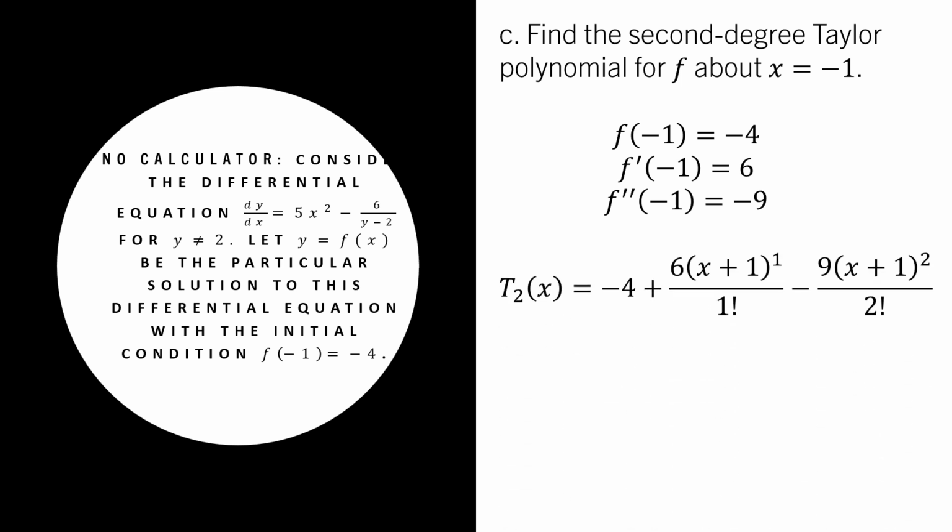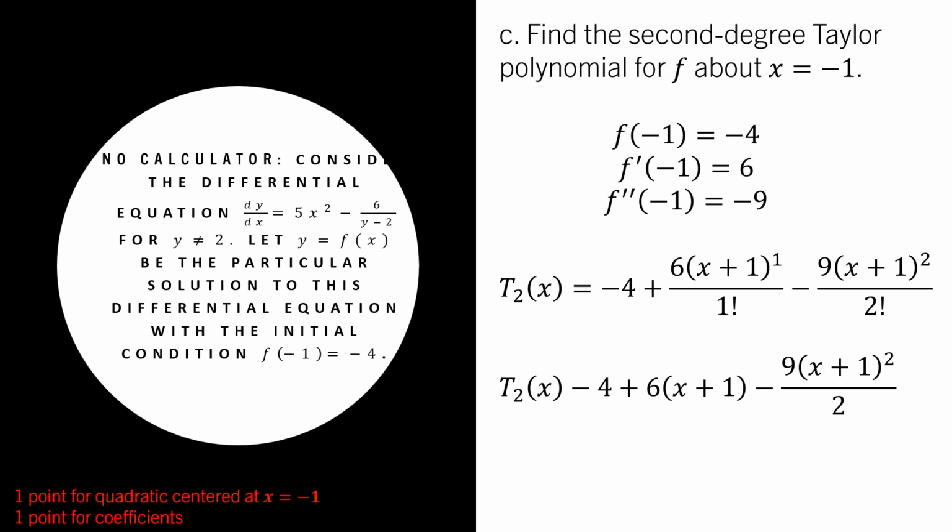So putting that all together and using my Taylor series format, I start with the -4, and then I have 6 times x minus the center, or in this case x plus 1 to the first over 1 factorial, and then -9 times x minus the center squared over 2 factorial. Remember, you do not want to put a dot dot dot on that. Second degree Taylor polynomial needs to stop at the second degree. All right, so from there, I just simplified it out to make it a little bit cuter. And I get 1 point for having a second degree Taylor polynomial, which is centered at -1, and then 1 point for getting my coefficients right, the -4, 6, and -9.